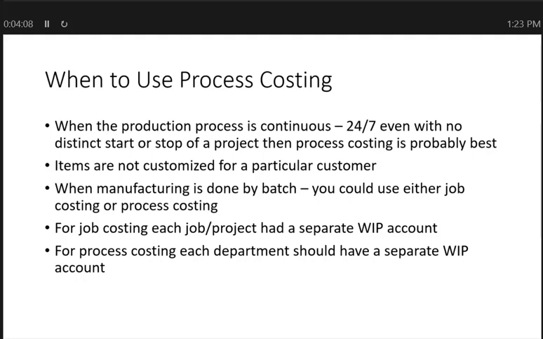Okay, we're going to have a separate work in process, work in progress account for each department. So in process costing, it may start out in the mixing department, and we might add materials to that. And then when we're done mixing, it might move to the baking department where we do the baking, and then it goes to the packaging department. That's the idea. We could have multiple departments.